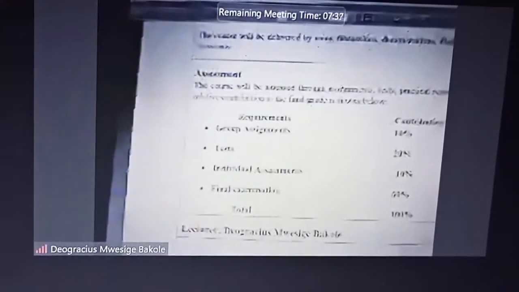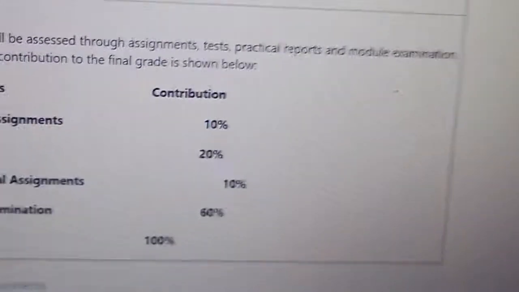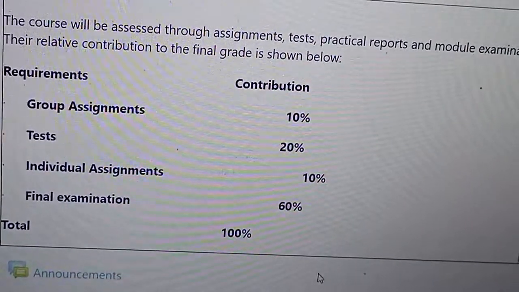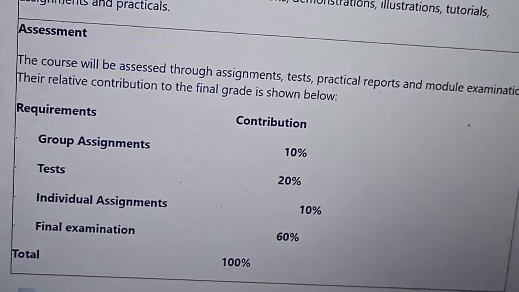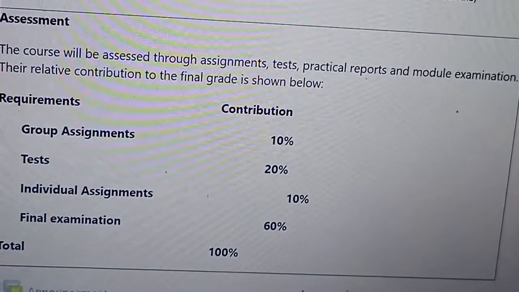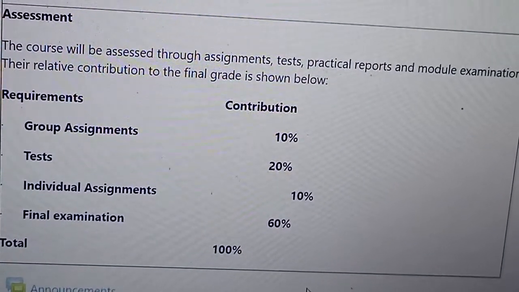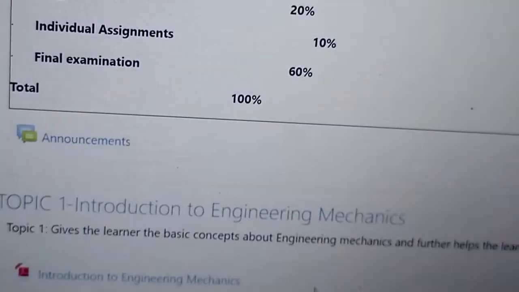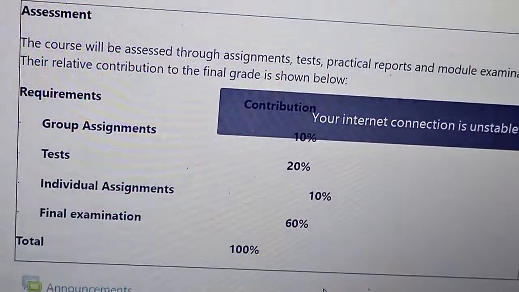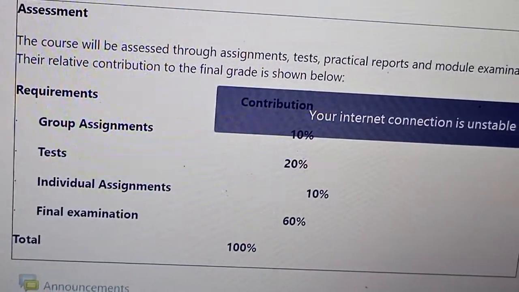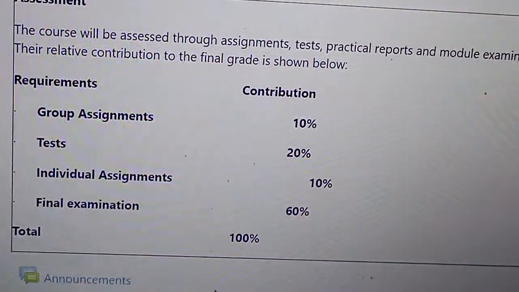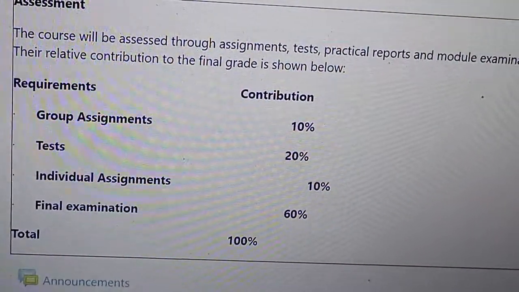So this is how I propose we do the assessment: group assignments, 10%. You can note that down and then discuss it later. Tests, 20%. This adds up to 100%. That is as per the proposal I have. It's open to discussion.